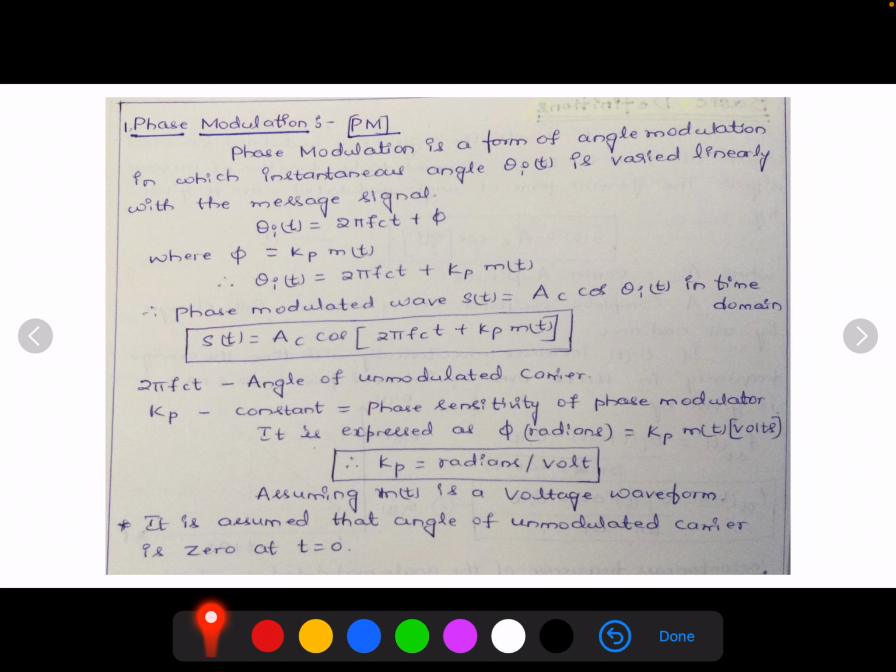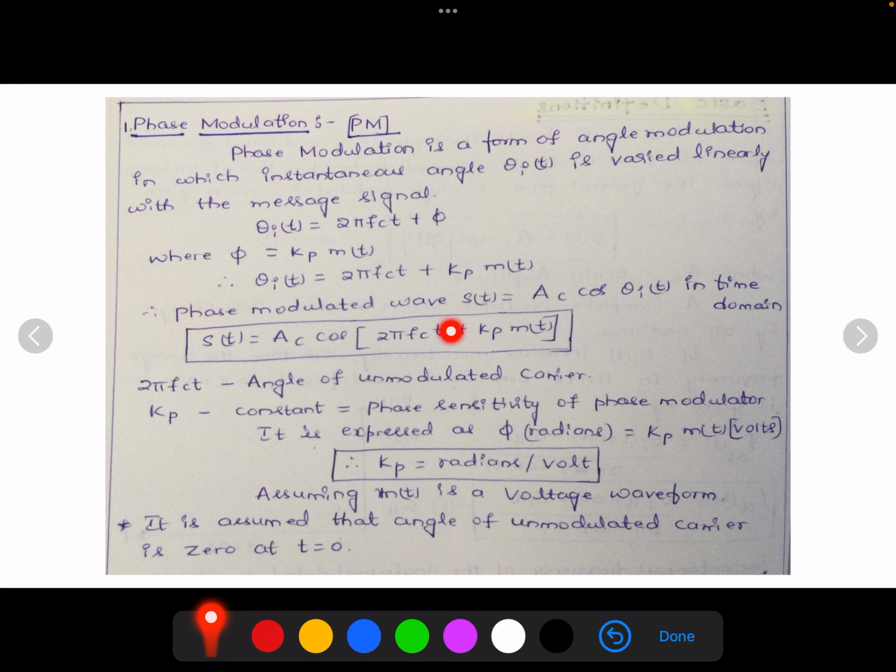As I said, there are two basic forms of angle modulation: one is phase modulation and the other is frequency modulation. Phase modulation is a form of angle modulation in which the instantaneous angle θi(t) is varied linearly with the message signal. So θi(t) is given by 2πfct plus φ. What is this φ? φ is equal to kp times m(t). So you can represent θi(t) as 2πfct plus kp m(t).